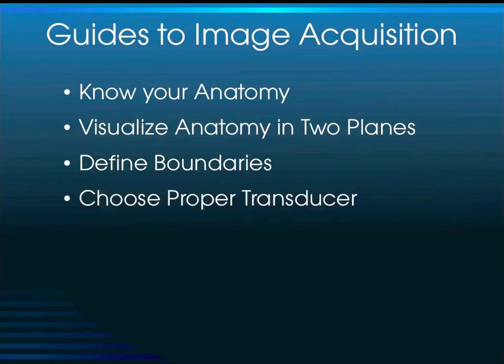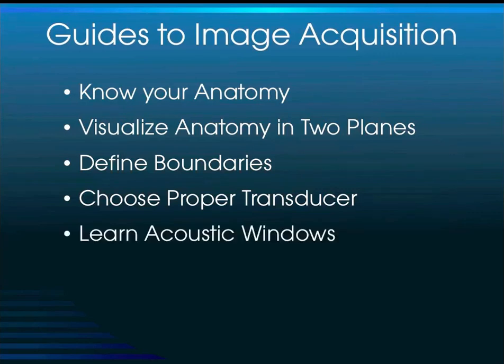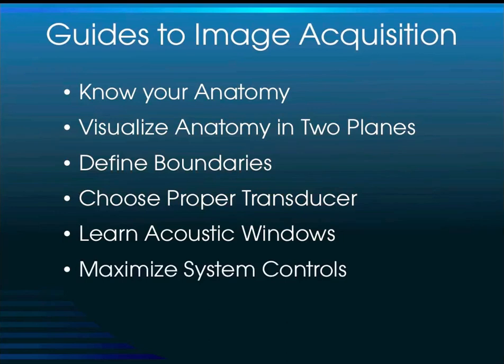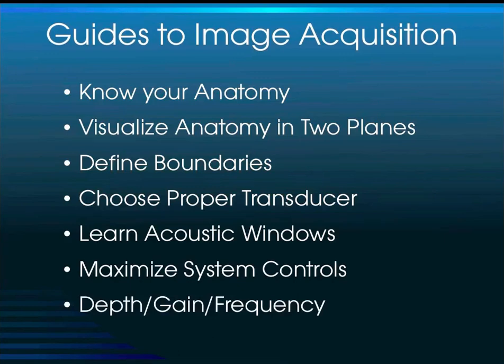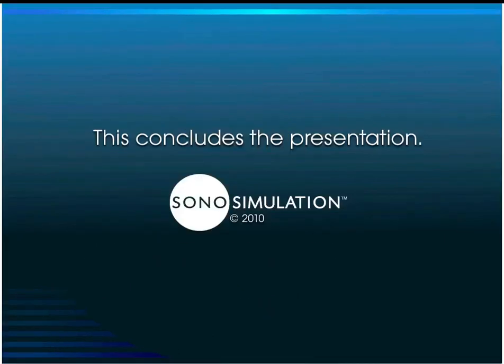You need to choose the proper transducer, and that's based on both the transducer shape or its footprint as well as its frequency bandwidth, knowing that higher frequencies are good for more superficial structures because we can take advantage of that high frequency resolution principle. And learn where to put the transducer on the body surface, the acoustic windows. That's something that you're going to perfect as you go through and learn each module of ultrasound. And don't forget to maximize your system controls. Those controls are the depth, the gain, and the frequency. This concludes the presentation.